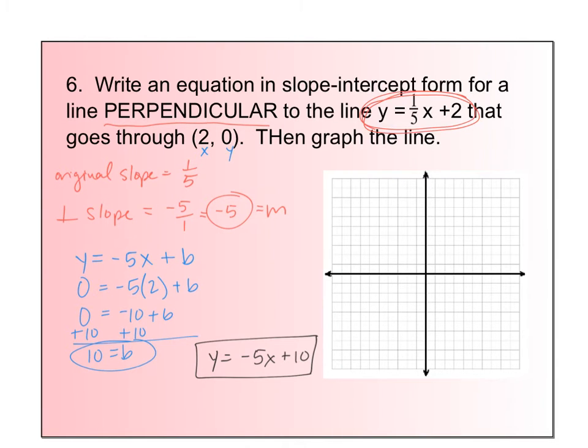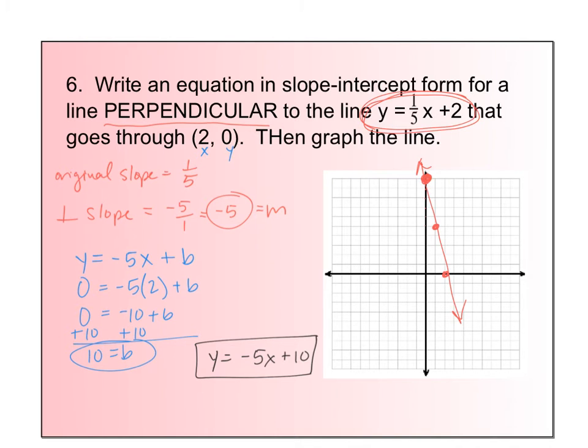So we're going to put our first dot at 10. Positive 10 is way up here. And then from that dot, we're going to have a slope of negative 5. Now really that means go down 5, right 1. So down 5, right 1. Down 5, right 1. Connect them.